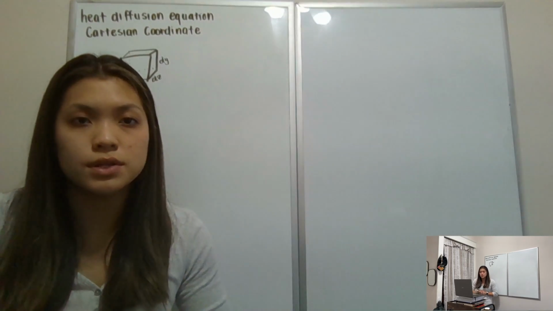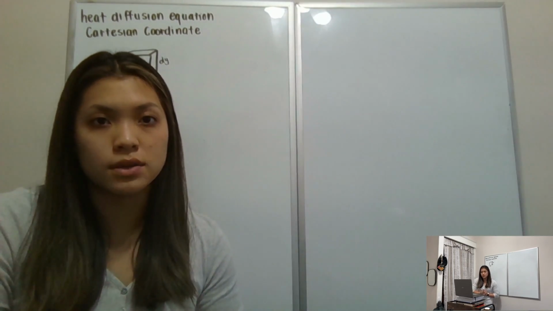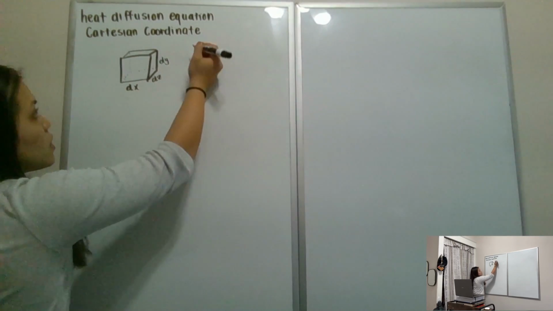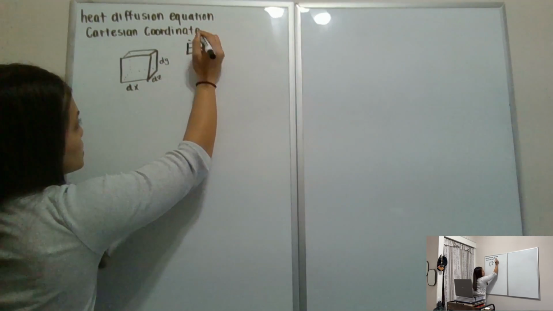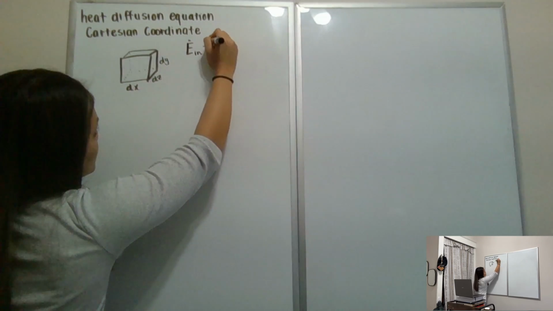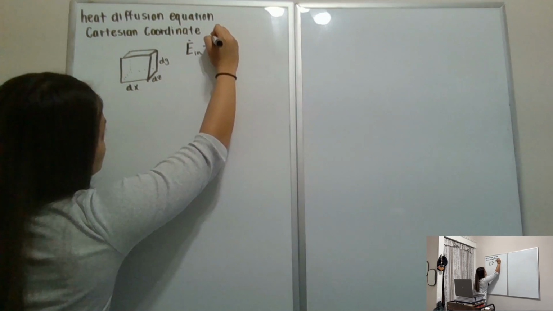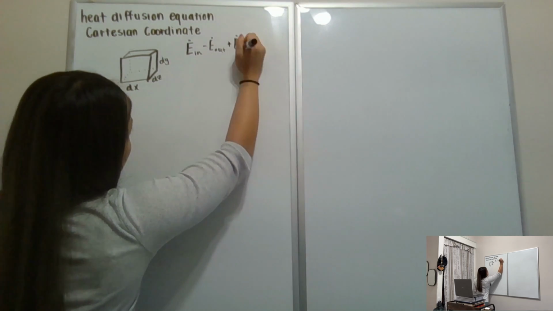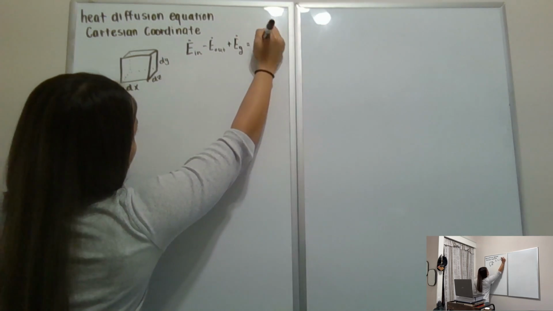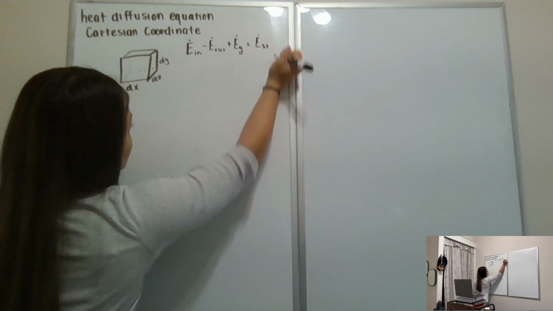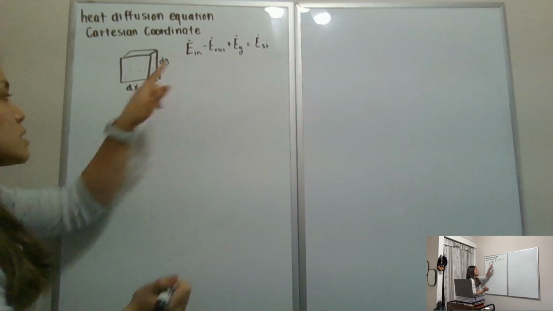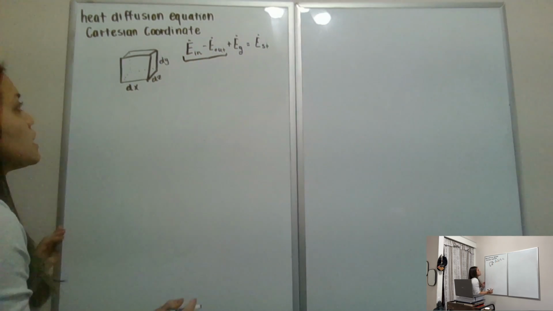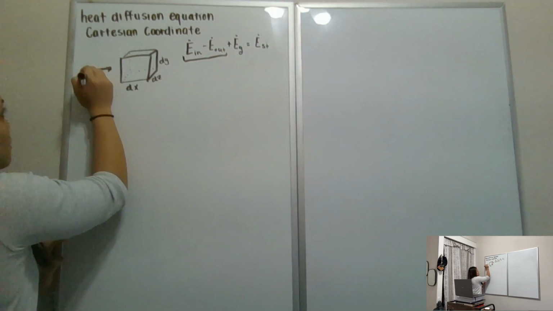Hello, this video is going to derive the heat diffusion equation in Cartesian coordinates. So here we have our heat block, and we're going to follow the balance that energy in minus energy out plus energy generated is going to equal energy stored. And if we start with just this first block here, the energy in minus the energy out, we have some sort of heat flow.